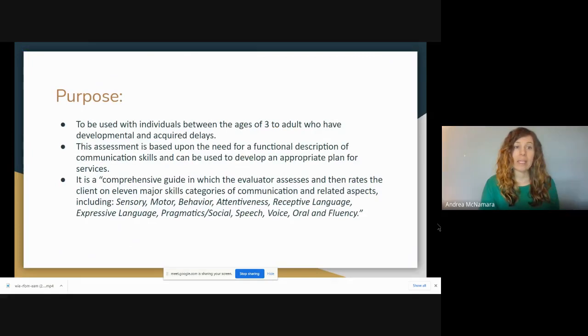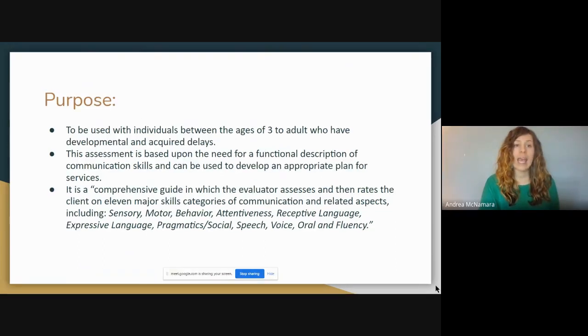So, this assessment is to be used with individuals between the ages of 3 to adult who have developmental and acquired delays. And this assessment is based upon the need for a functional description of communication skills. It can be used to develop an appropriate plan for services.